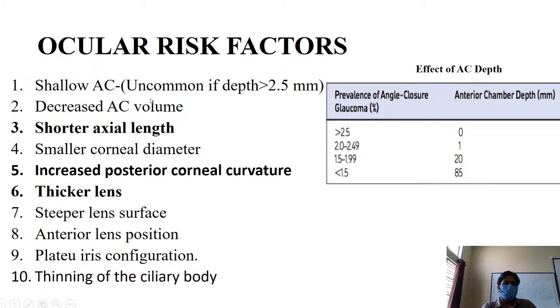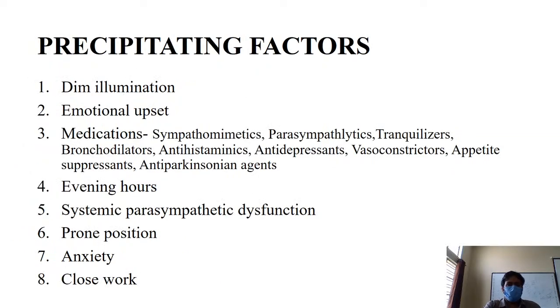You just have to remember, the patient who has short axial length has more chances of angle closure glaucoma. Okay, so shallow anterior chamber, it is uncommon if anterior chamber is more than 2.5 millimeter, and there is decreased AC volume, short axial length, thick lens, and increased posterior corneal curvature. These are all risk factors for causing angle closure glaucoma. Okay, so what are the precipitating factors? Just having an occludable angle is not enough.